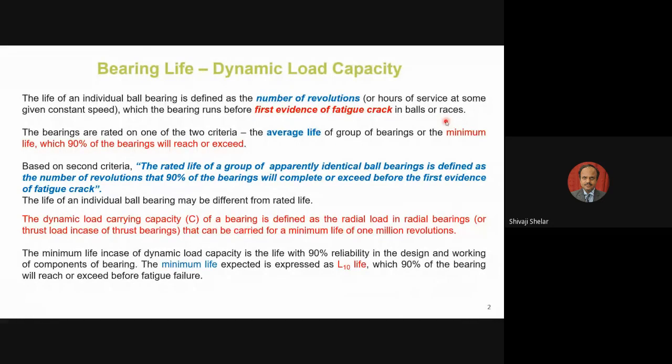So is it possible to measure the life of each and every individual bearing? No, it is not possible, because you have to use it in the application, and the supplier or manufacturer has to give the information on what the average bearing life is. So instead of individual ball bearing life, the concept called average life, or the minimum life, is introduced. Bearings are rated on this basis. The bearing life is rated on two criteria.